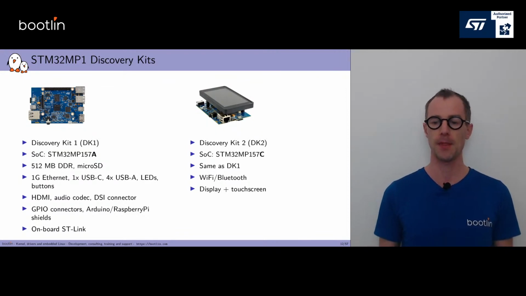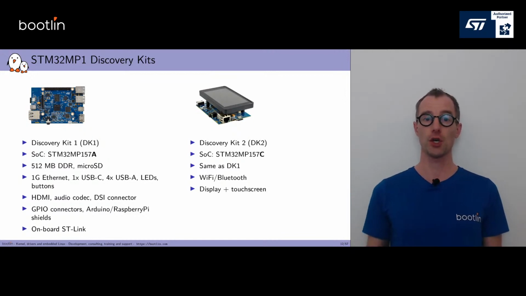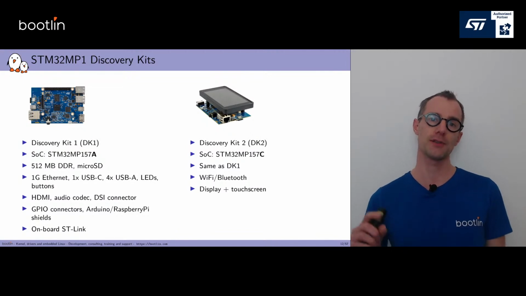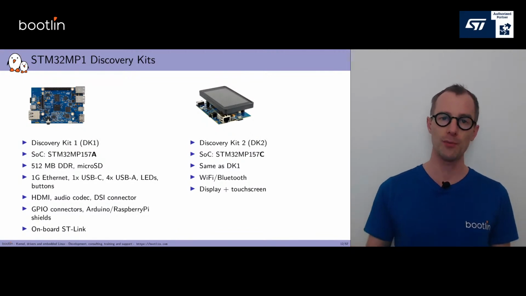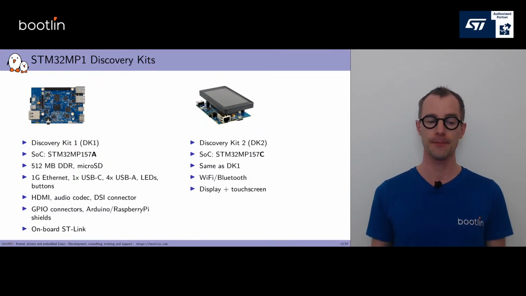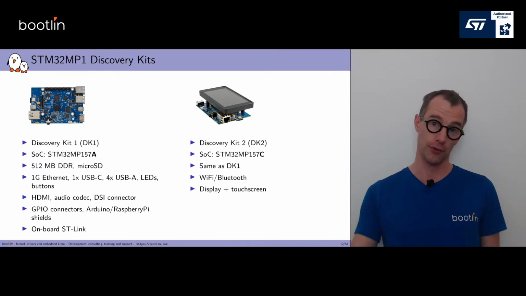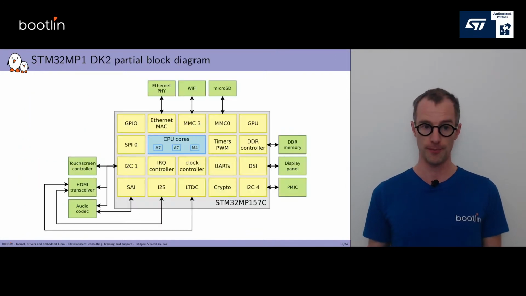On the right side, you have the Discovery Kit 2, which is based on the same SoC, just the secure variant of it. So it has the crypto engines and secure boot capabilities. Overall, it has the same capabilities as the DK1, but it adds a Wi-Fi Bluetooth chip, and it adds a display and touchscreen, as you can see in the picture.